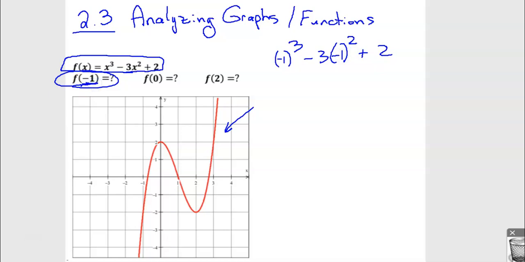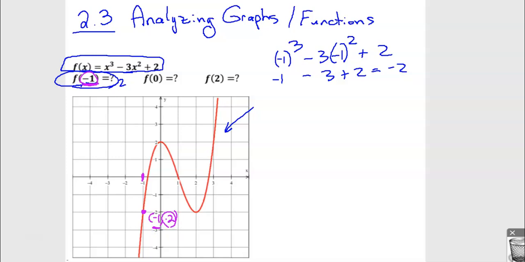Like when you put -1 into the function, well, that's -1, -3 plus 2, and you're going to end up with -2. So another way to do this is to look at the graph itself. So when x is -1, that's what it's saying. When x is -1, where is the function? Well, notice the red function is right here at -2. So that's the point -1, -2. So at -1, it's at -2.